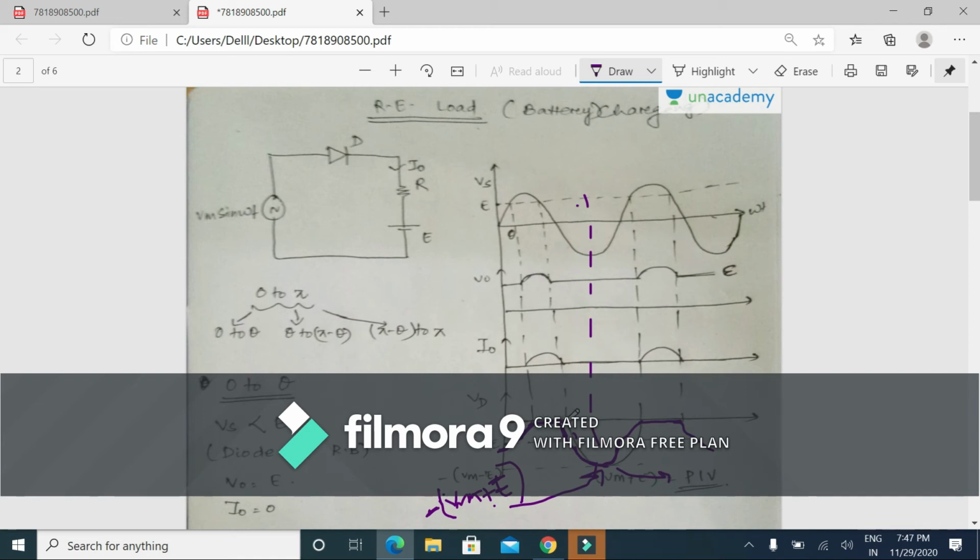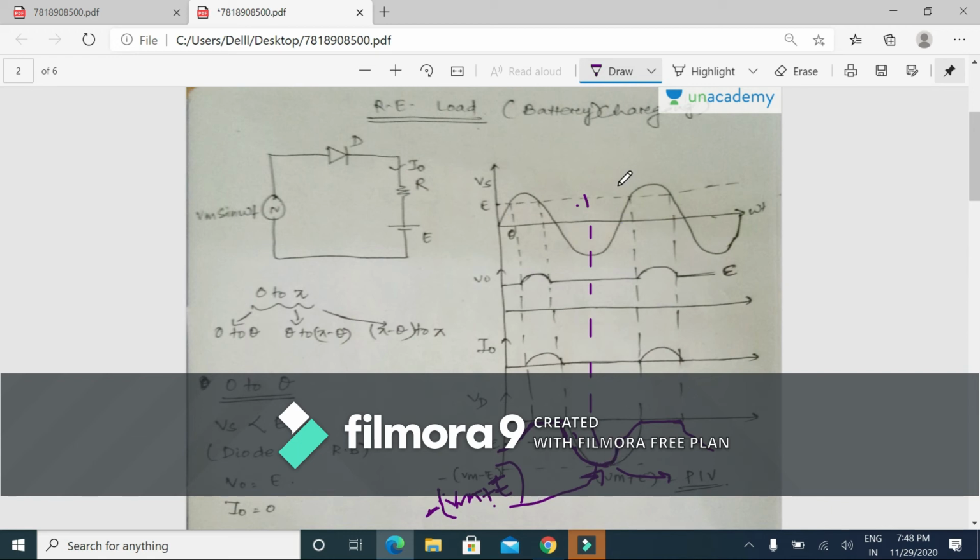Similarly, from pi minus theta, the diode is again reverse biased. The peak of this reverse voltage is minus Vm minus E, or I can write it as minus bracket of Vm plus E. This is the peak inverse voltage.